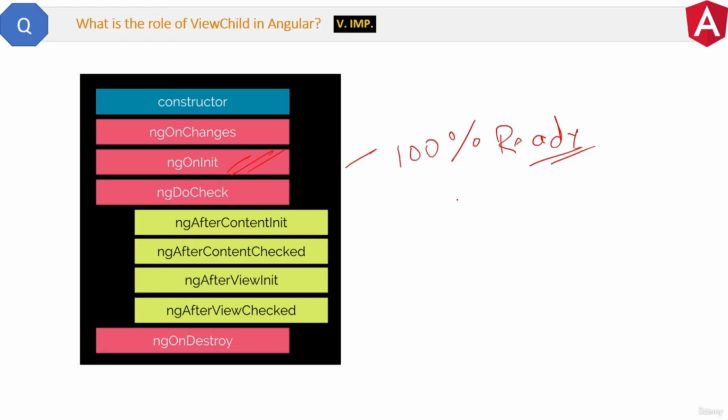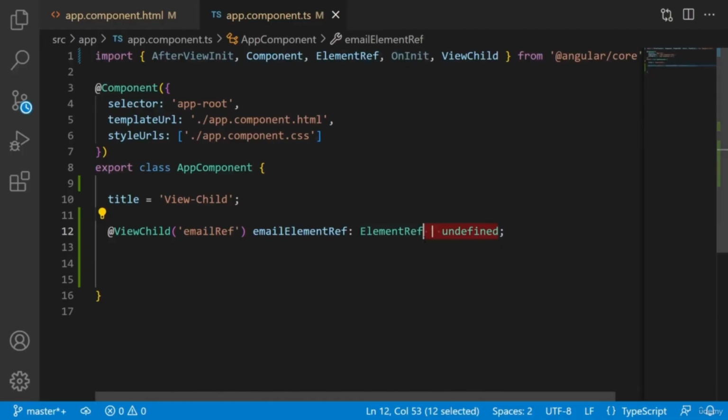If the control is not created fully and we are trying to put the focus on it, then there can be a problem. So what is the hook we will use after OnInit to put the focus? And the hook is ngAfterViewInit. So let's go back to the code.